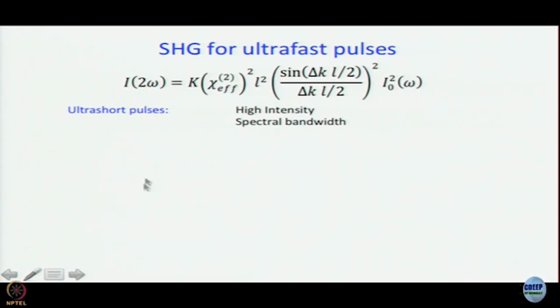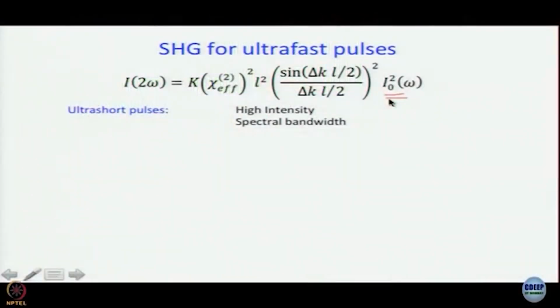Spectral bandwidth. So, is that good or is that bad? High intensity is good, is it not? Because here you have this factor of I0. So, if you use ultra short pulses, then at least this I0 square is going to be high anyway, and we know why. We have discussed that already. Now, spectral bandwidth, is it good or is it bad? I am telling you it is bad. Why is it bad?